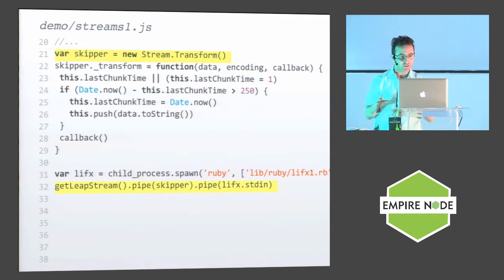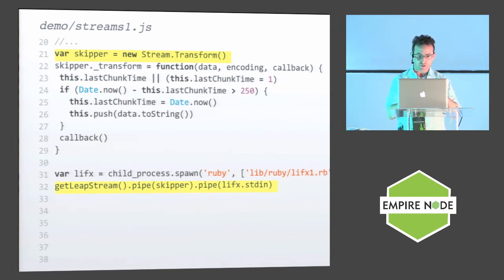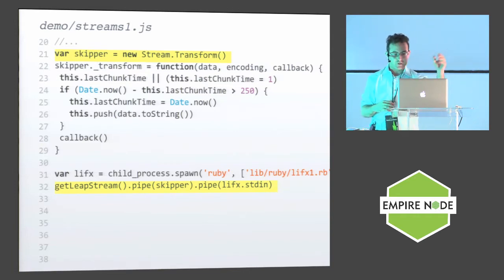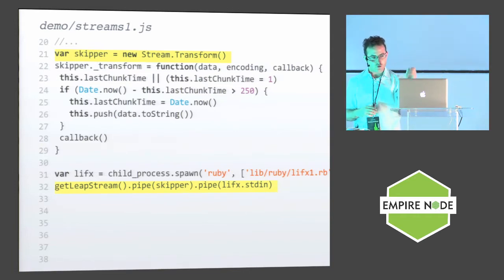And that gives us the opportunity to phrase the actual bulk of our program in what I think is a very sort of nice and expressive single line: get our leap stream, pipe it to our skipper, pipe that into the standard in for our child process.